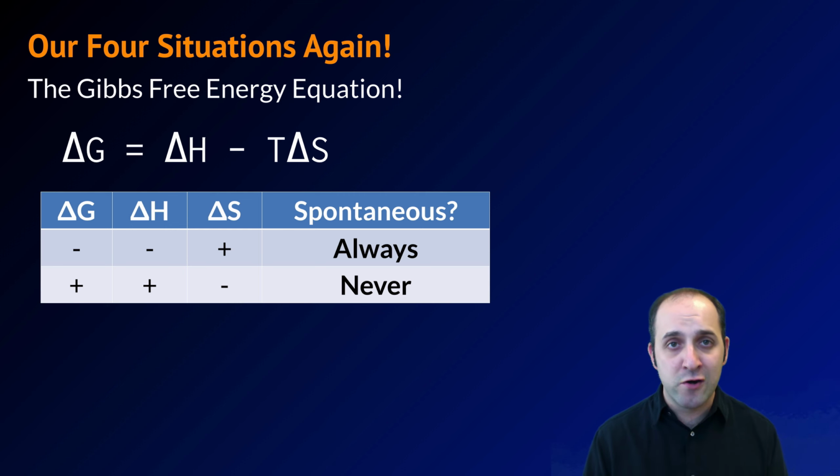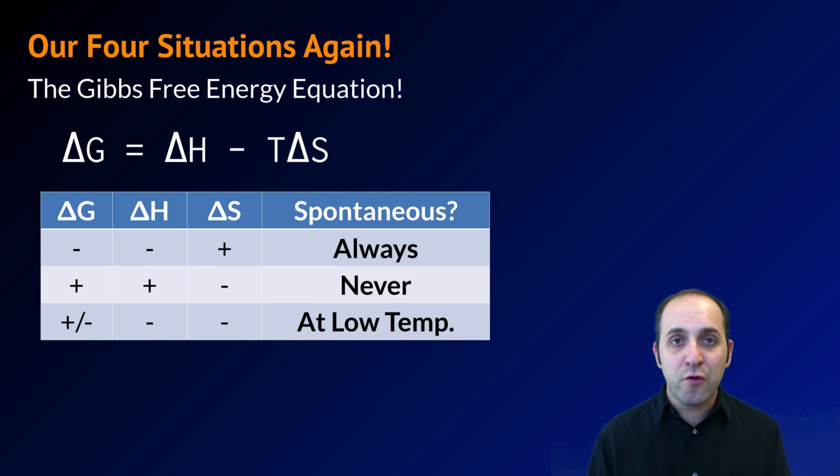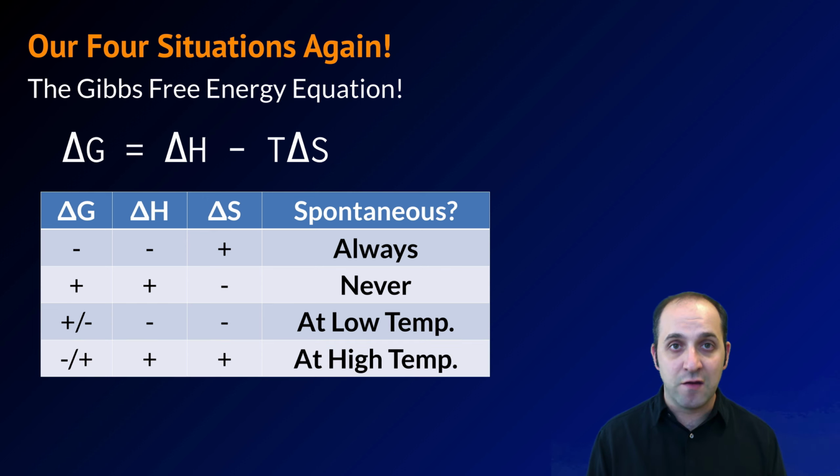Then we have our two weirdo situations. If we have an exothermic process that decreases entropy, in order for delta G to be negative, our T delta S term has to be small enough so that when we end up combining it with our negative delta H value, we do not wind up with a positive number. This is why exothermic processes that decrease entropy are only spontaneous at low temperatures. At higher temperatures, that T delta S term becomes too great and our overall delta G value will become positive.